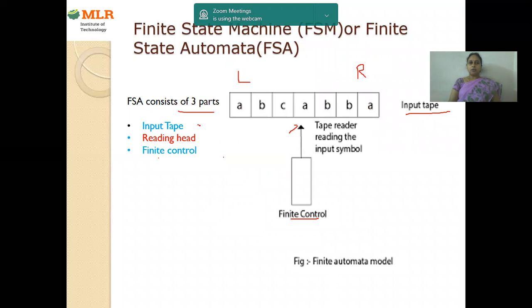Then coming to the read head. The read head reads only a single symbol at a time, and the read head can move either left or right. Next, coming to the finite control. Like the control unit in computers, the finite control works in the same way. Based on the symbol it reads from the reading head, it moves either to the previous state or to the next state. This is the block diagram of finite state automata.